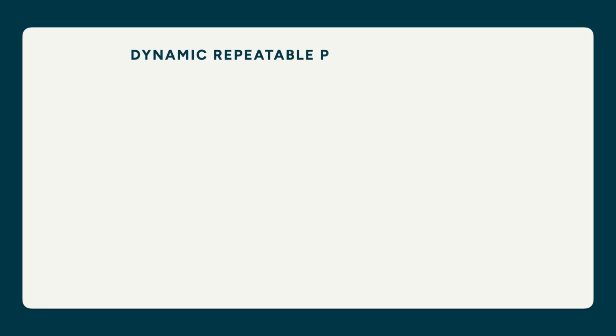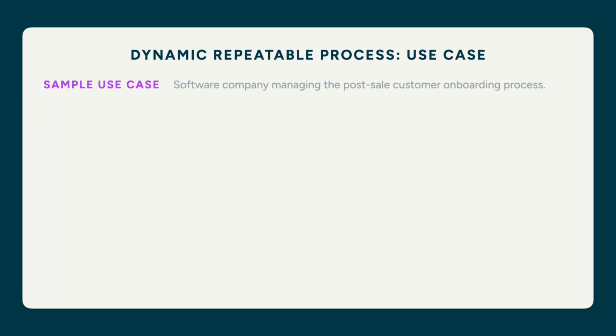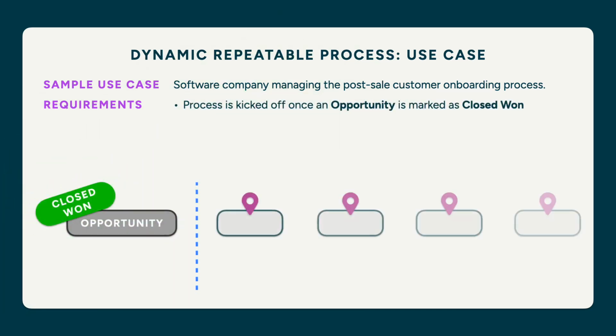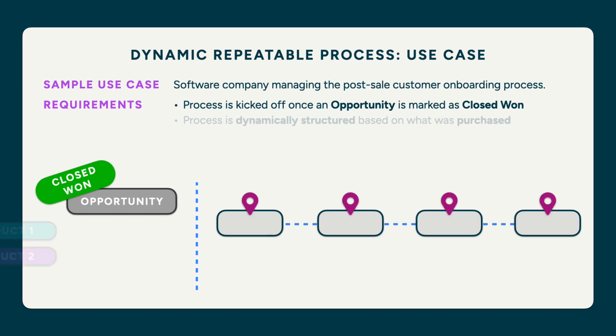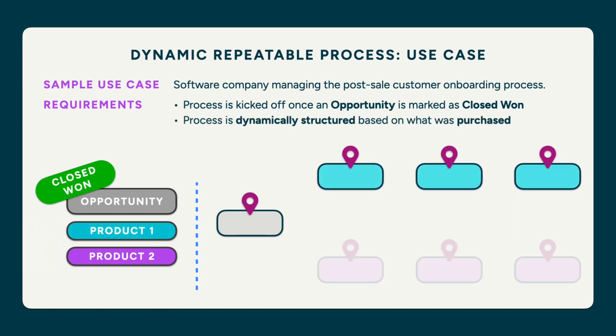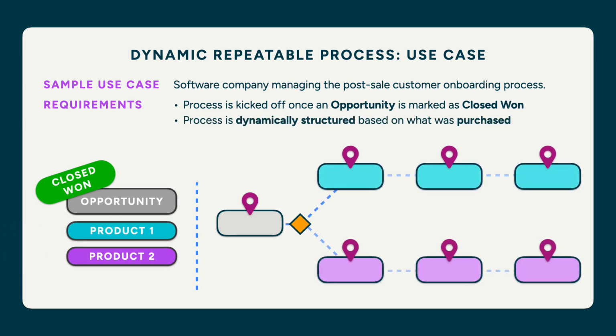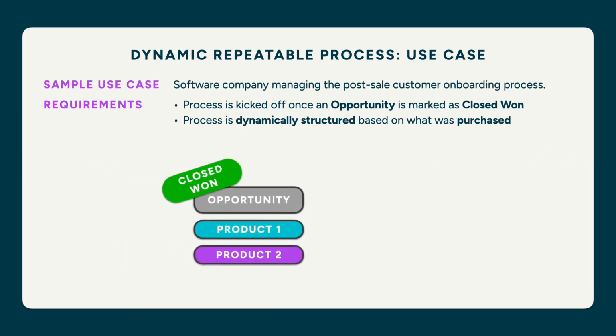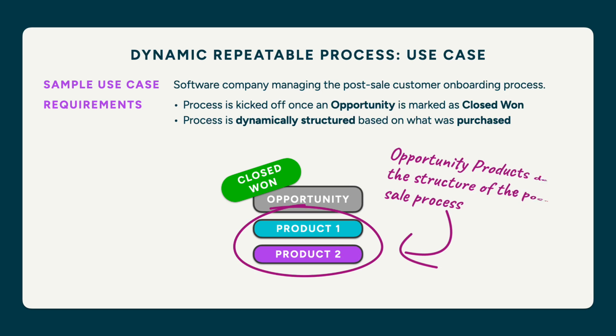Throughout this video, we will focus on a sample use case for a software company to manage the post-sale customer onboarding process. The process is kicked off once an opportunity is marked as closed won. When we reviewed the simple use case in the previous video, the onboarding process was the same for every customer. Now let's assume that the process evolved and it became necessary to incorporate variations into the onboarding structure based on what the customers purchase. Taking that into consideration, the dynamic onboarding process is structured based on opportunity products sold.